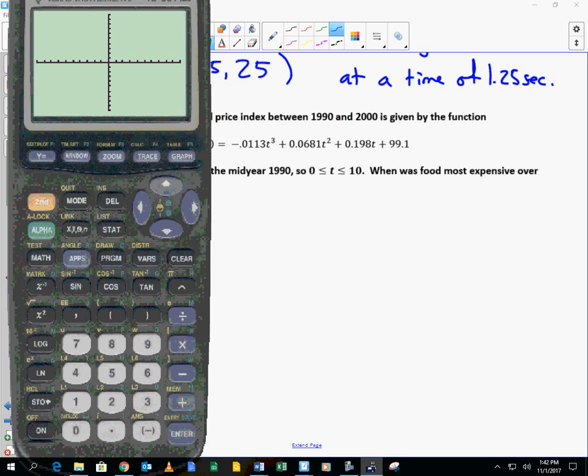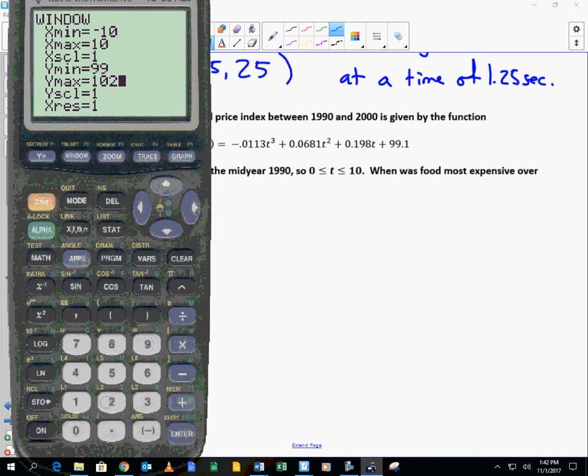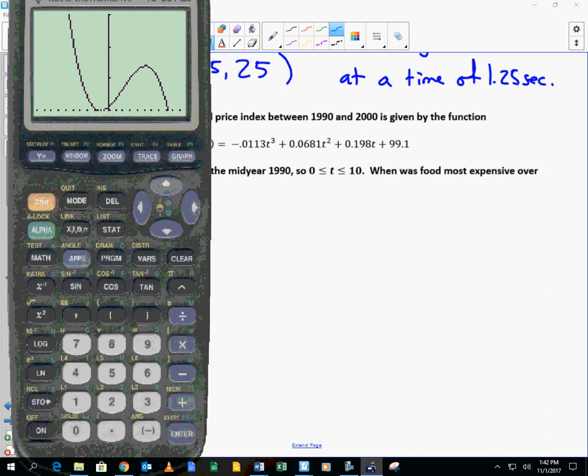Very good. Y-intercept of 99.1. So therefore, I'll change my window, and I'll make my minimum, say, 99. Make my maximum, say, 102. And maybe I can see the graph now. All right, I can see it. Is there a maximum that happens over the interval 0 to 10? How do I find that?